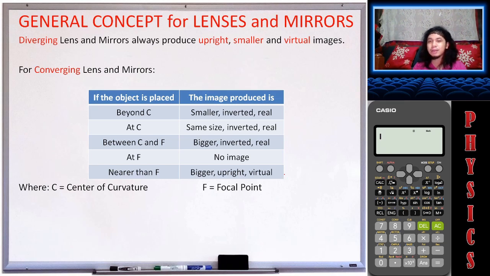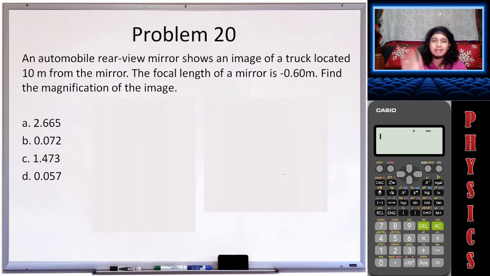Medyo nakakalito siya, pero pag na-master natin, easy na. Easy. Okay? So, let's do this. Problem 20. An automobile rear view mirror shows an image of a truck located 10 meters from the mirror. Ayan. So, the focal length of a mirror is negative 0.60 meters. Find the magnification of the image.